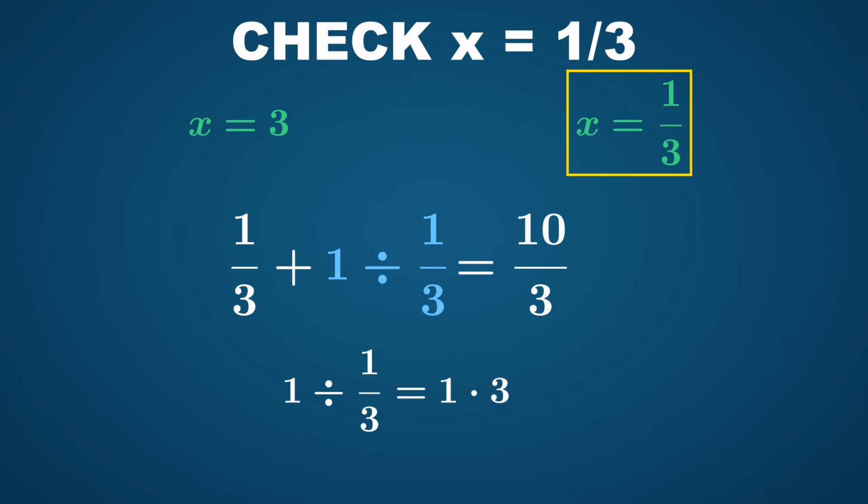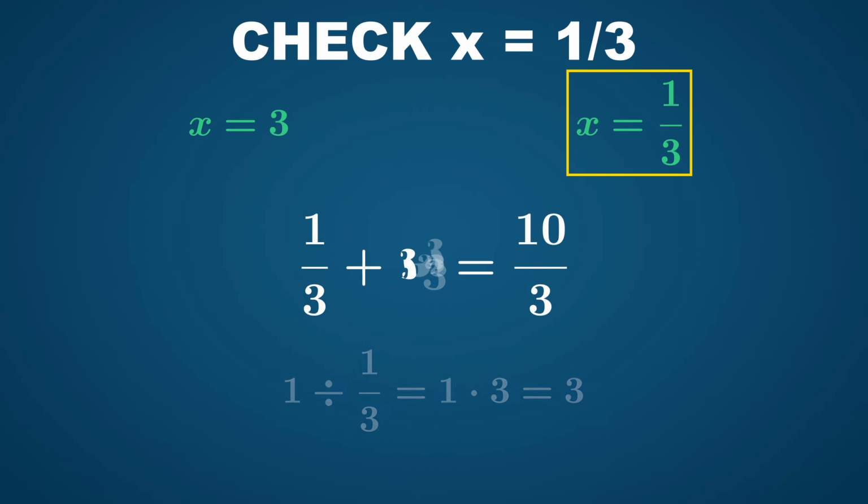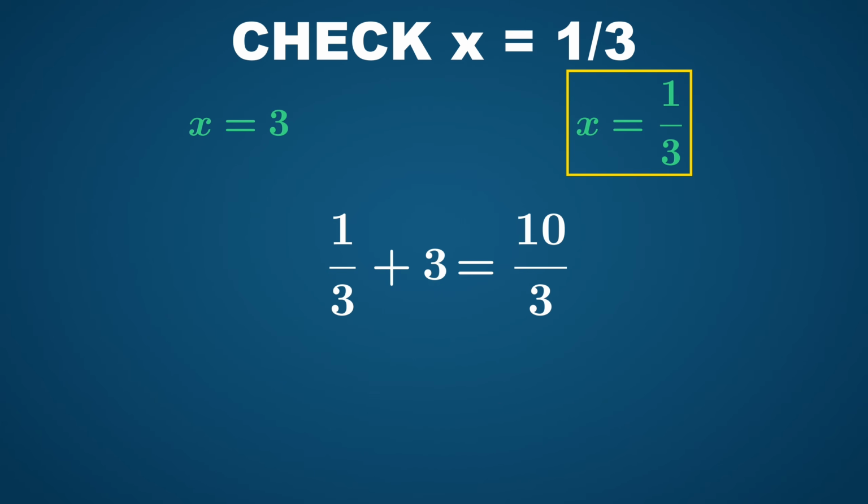Dividing by a fraction means you must multiply it by its mathematical reciprocal. The strict reciprocal of the fraction 1/3 is simply the whole number 3, so the second term evaluates incredibly directly to the positive whole number 3. Our ongoing left side expression is now 1/3 plus the solid number 3.